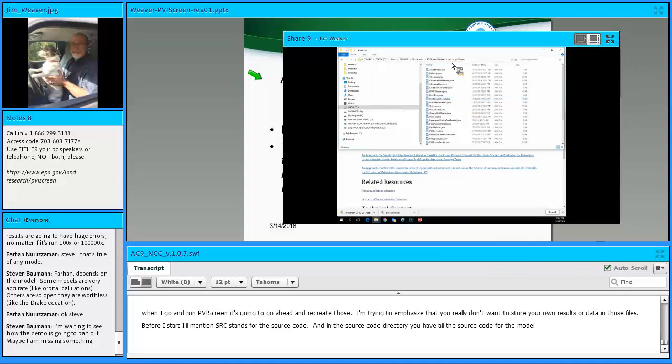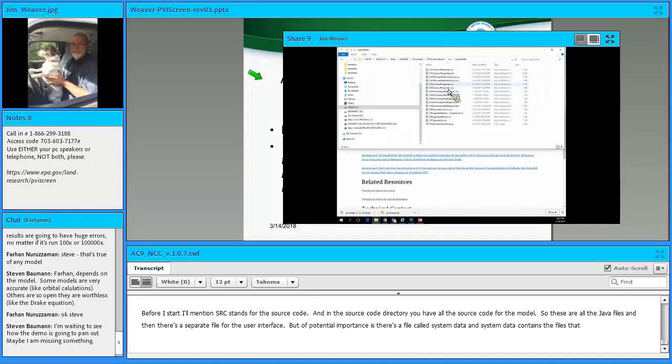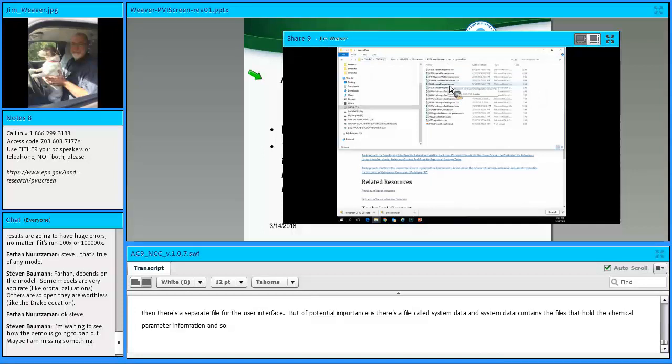So these are all the Java files, and then there's a separate file for the user interface. But of potential importance is there's a file called system data, and system data contains the files that hold the chemical parameter information. And so if there's a need to change chemical properties, it's done by these files. Okay, but before we talk any more about that, let me go ahead and run it.